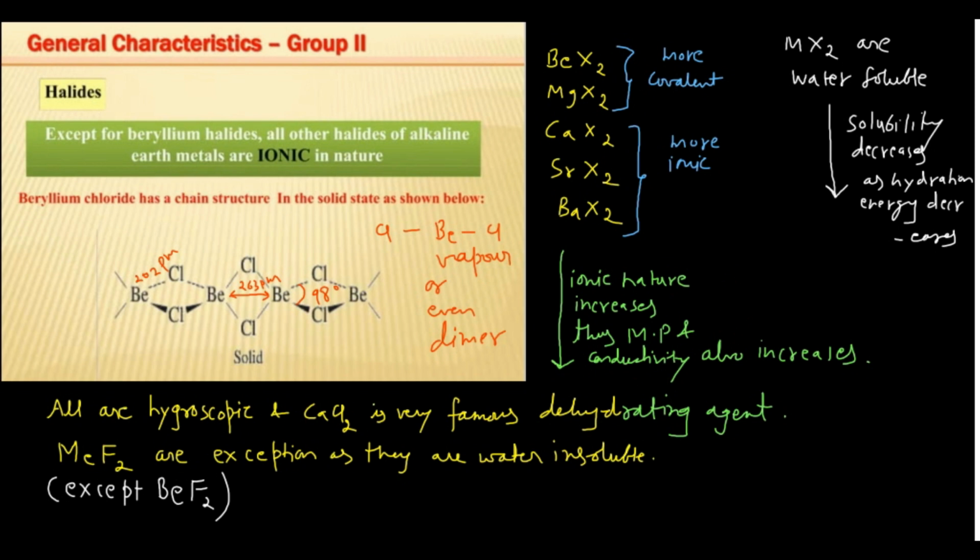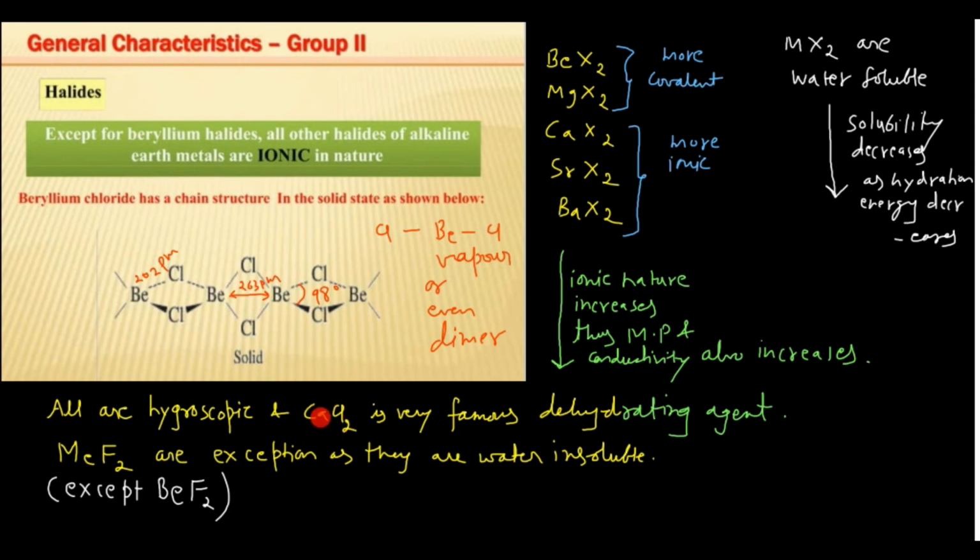And they all are hygroscopic in nature. Hygroscopic means a degree of deliquescent nature, that is, the ability to absorb moisture from the atmosphere. And you know this calcium chloride which we use in the desiccator is a very famous dehydrating agent. If you are in BSc, you must be aware of the desiccator.